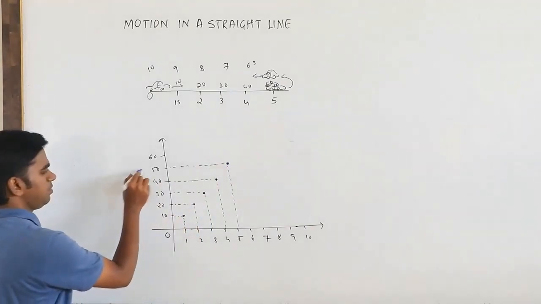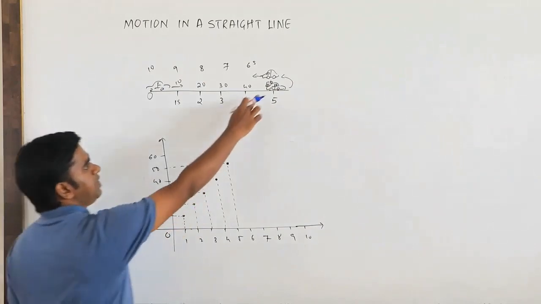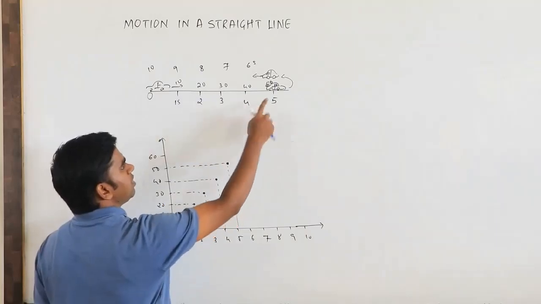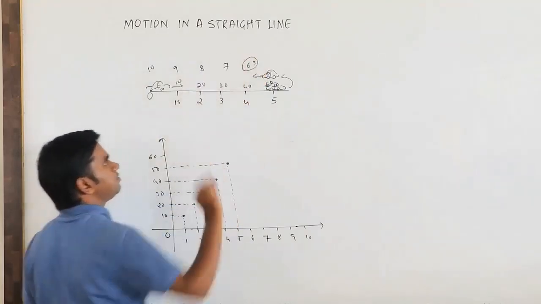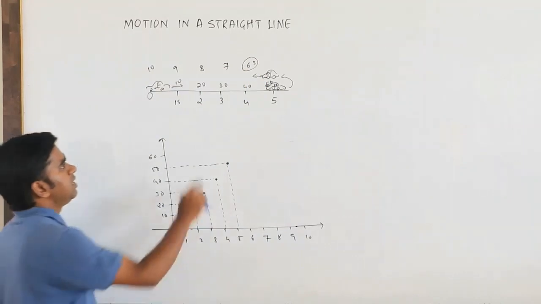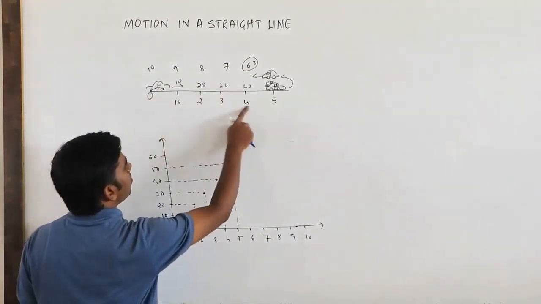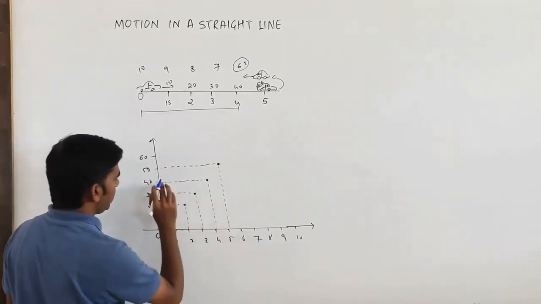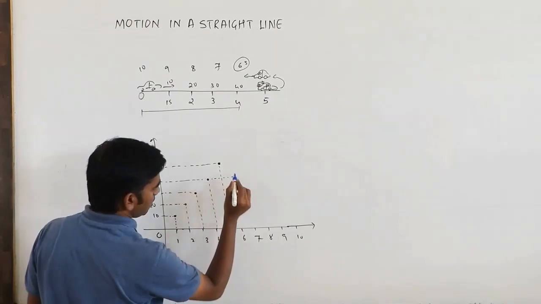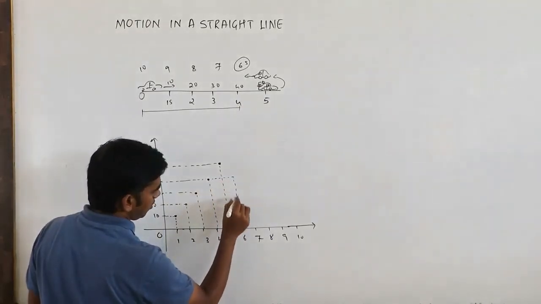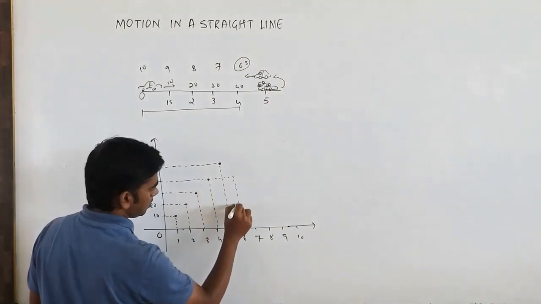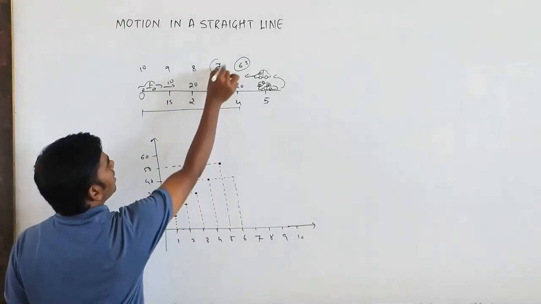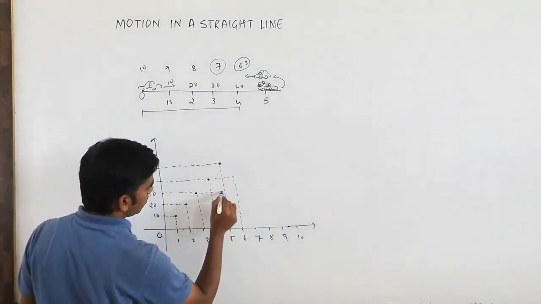Now this is 50 when time is 5 seconds. Now the car stops, takes reverse, coming back. When time is 6 seconds, the distance from the origin is how much? The distance from the origin is 40. So again it comes to 40 only. When time is 7, it is coming to 30.